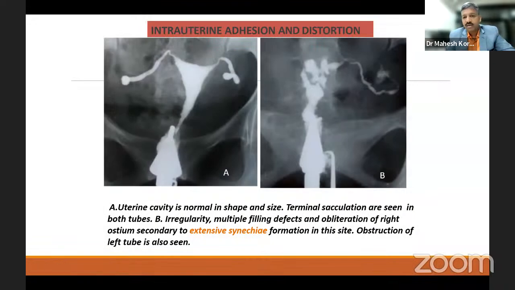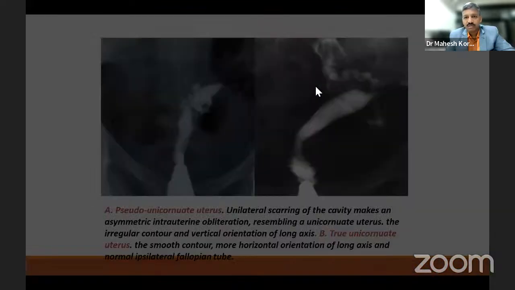And this is again terminal circulations, which is seen. Can you see the terminal circulations here? And then again, can you see the extensive synechiae? Uterus is completely distorted here. You see intrauterine adhesion and distortion.